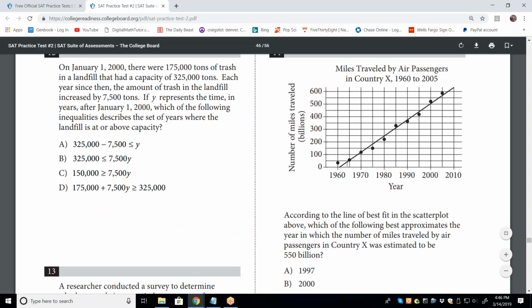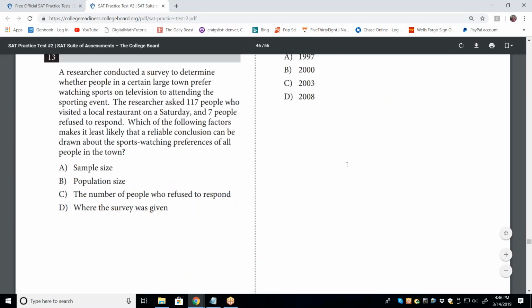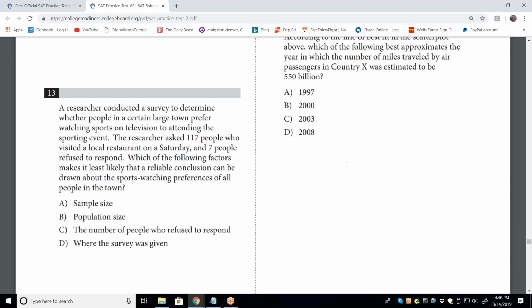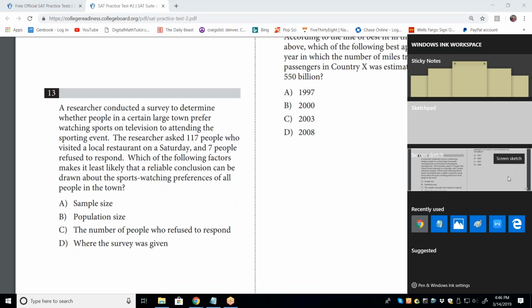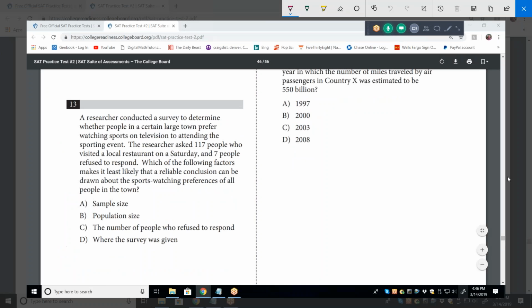Let's look at 13. That one is actually pretty easy for being number 12. So you kind of have to take some of these with a grain of salt in terms of whether they should be easy, medium, or hard.